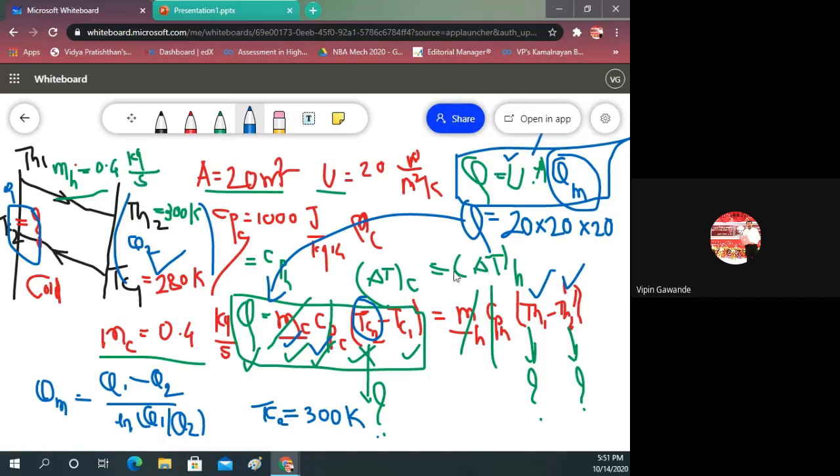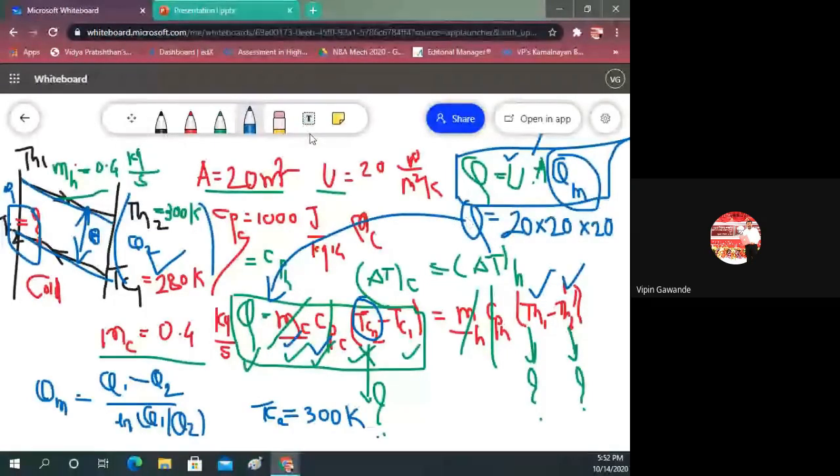If delta Tc and delta Th are the same, then these lines are not curved, but they are straight lines, and the difference between these two lines is the same. So how much is that? It is theta, and we know that this theta is theta m. So now we can solve the problem like this.